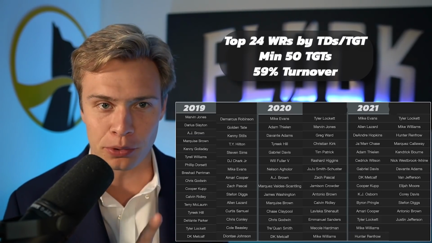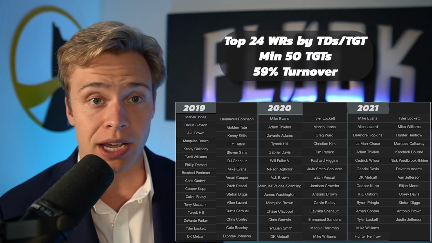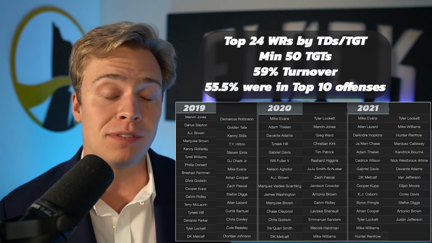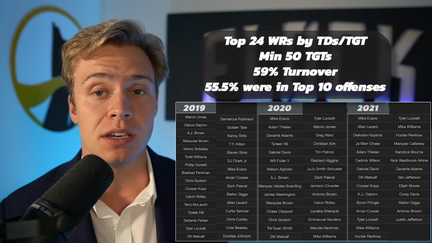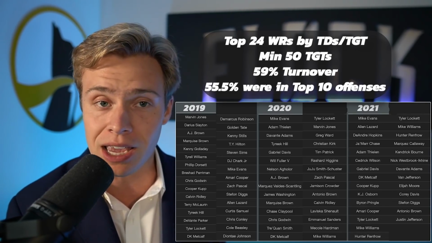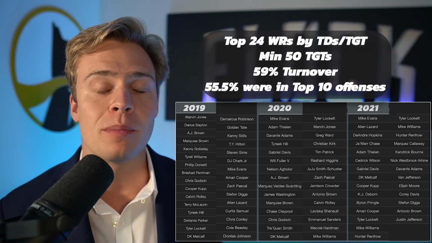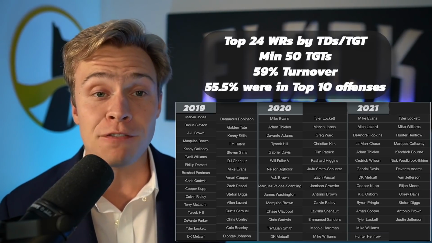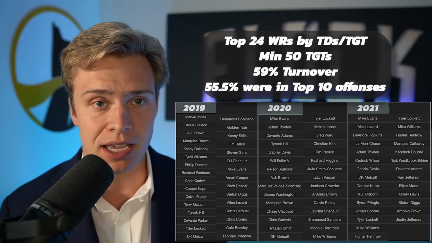Now, one thing I want to point out, and this is going to matter later on when we're trying to identify players we should be avoiding and players we should be drafting. 55.5% of the finishers in the top 24 in any season in touchdown rate came from a top 10 offense that season. 55% came from a top 10 offense.